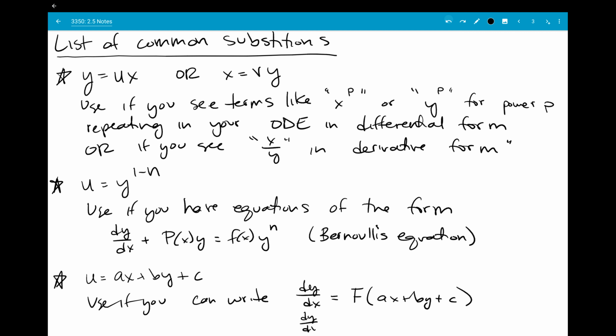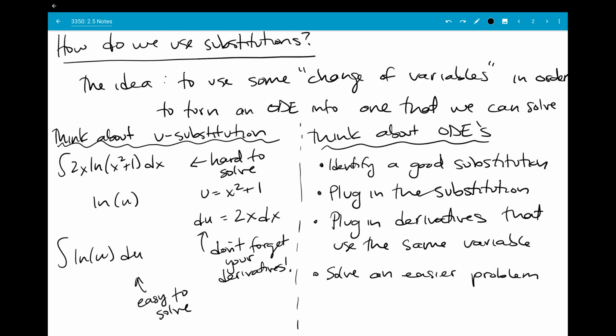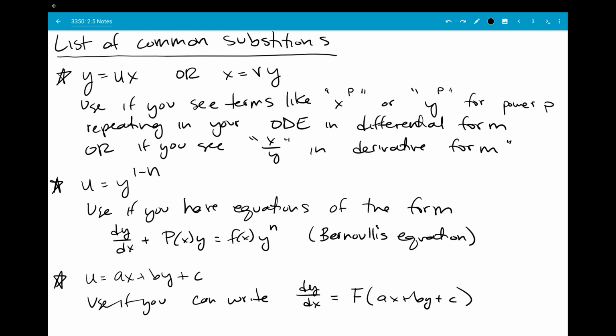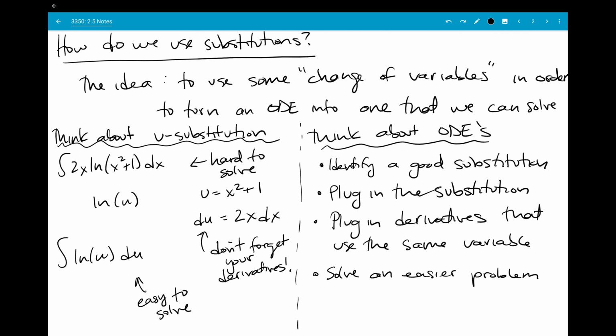So those are the 3 different types of substitution we'll be talking about, and the way to identify when to use them. All we're going to do for every single one is start with a differential equation, identify which of these 3 things is good, plug in the u we had, and change our derivatives to be in terms of u, and then we'll solve something easier. We'll start off with that proportional variable thing next.